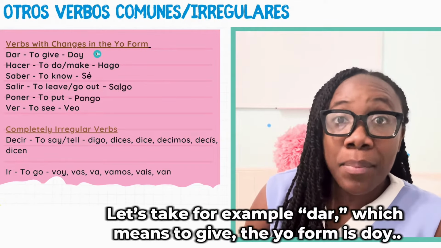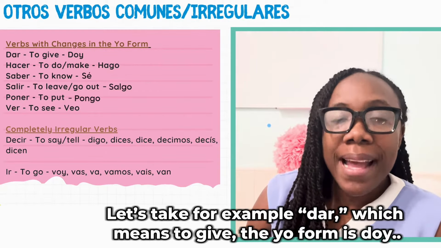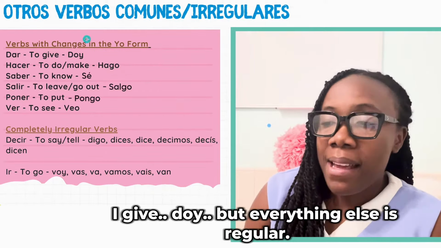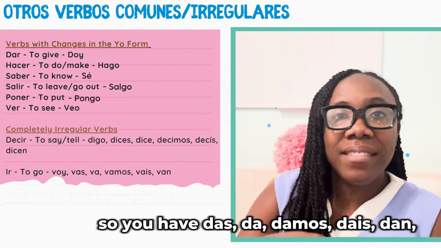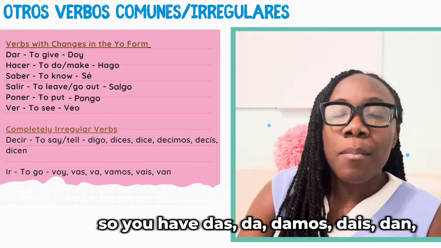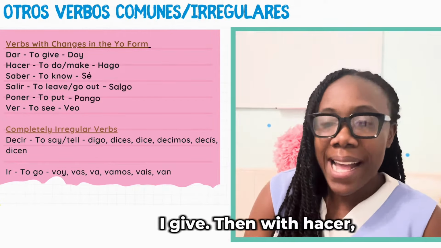Let's take, for example, dar, which means to give. The yo form is doy, I give, doy. But everything else is regular. It's like a regular AR verb. So you have das, da, damos, dais, dan, but that first person form is doy, I give.